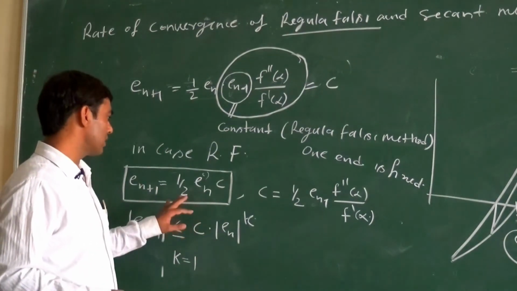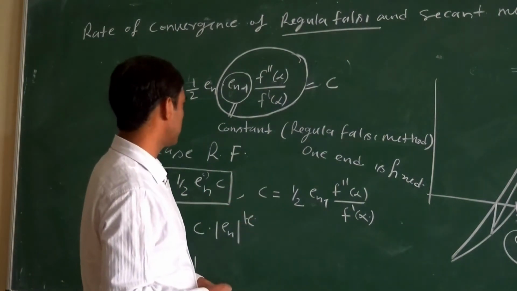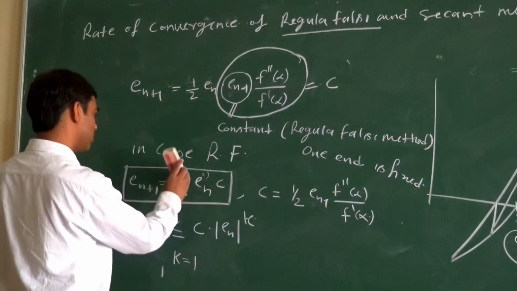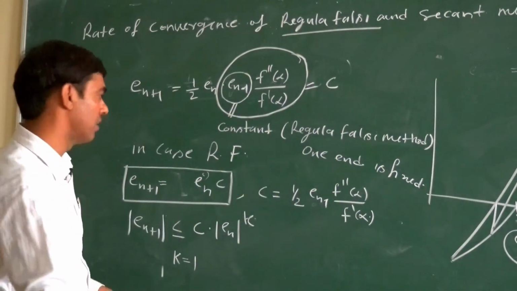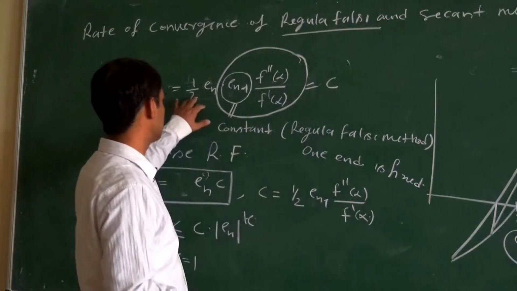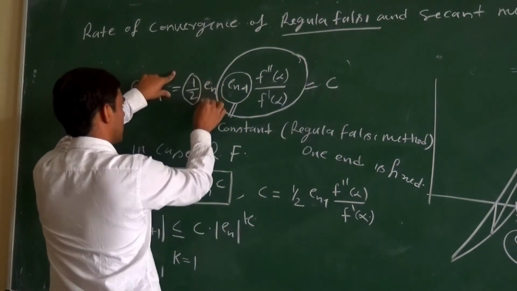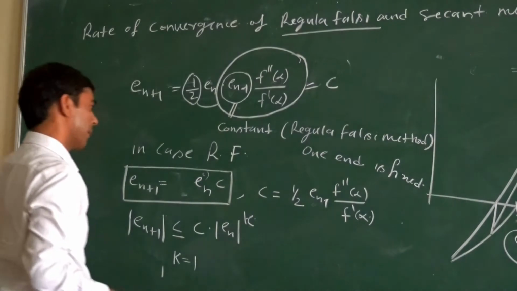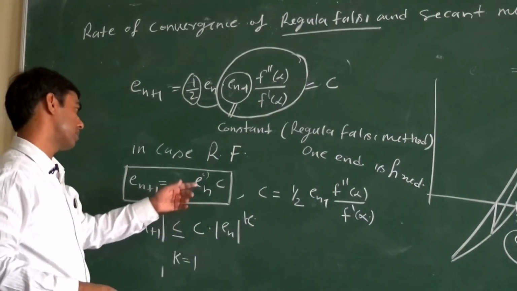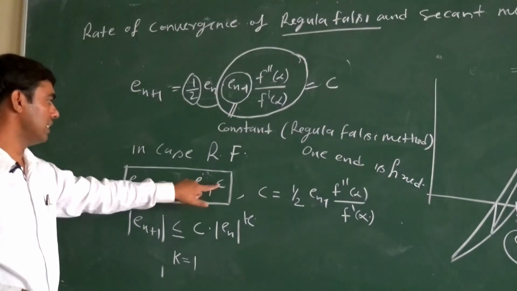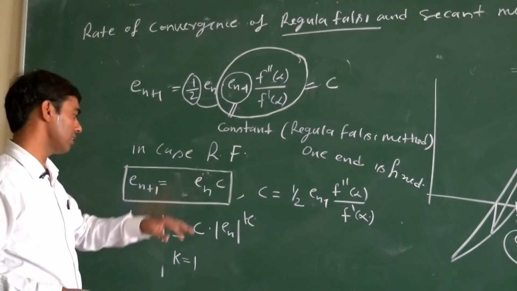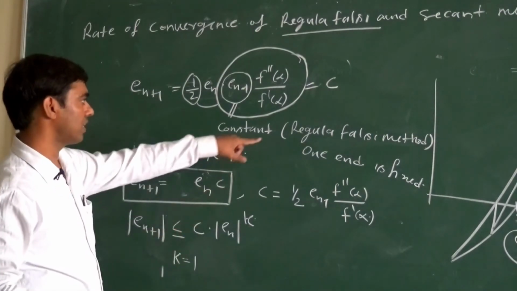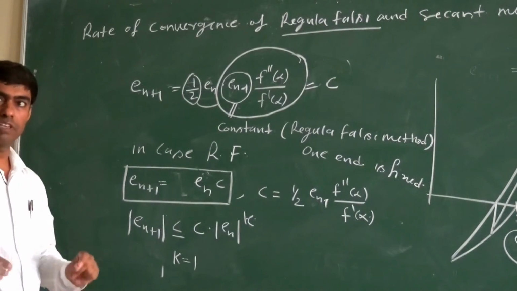And what is the asymptotic error constant? The asymptotic error constant is C, which is 1/2. If here we write 1/2, this is not 1/2 here, because we already mentioned 1/2 and consider it concurrently. Means concurrently 1/2 En minus 1 f''(alpha) equals C. Then our expression is En plus 1 equals En C. And what is the power of En here? The power of En is 1. So the rate of convergence of the Regula Falsi method is 1.